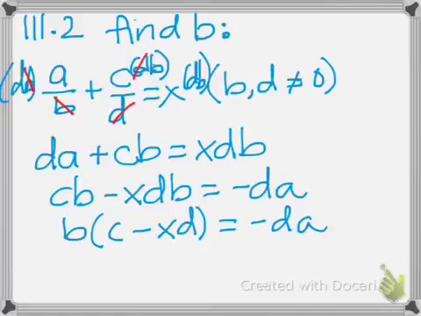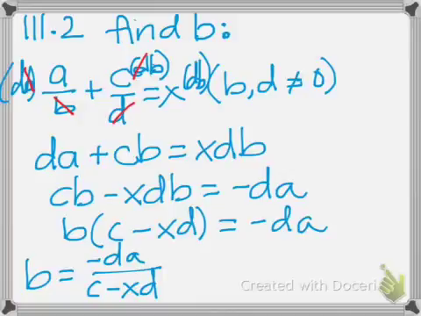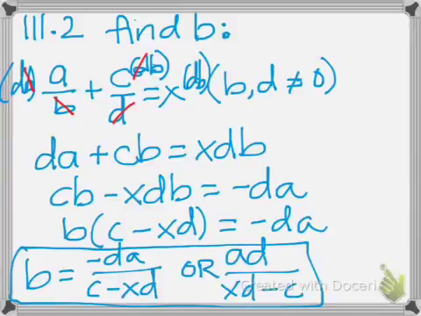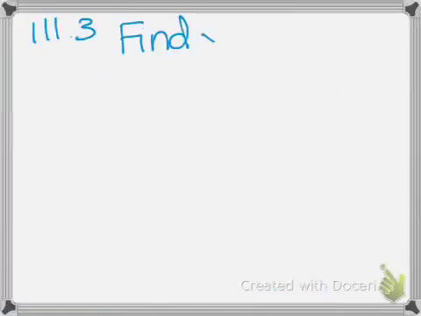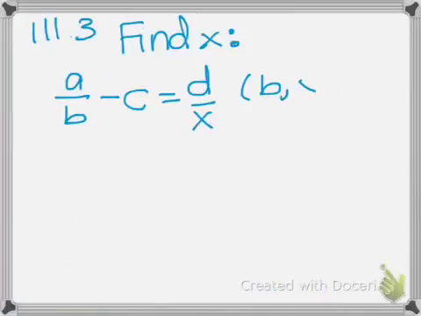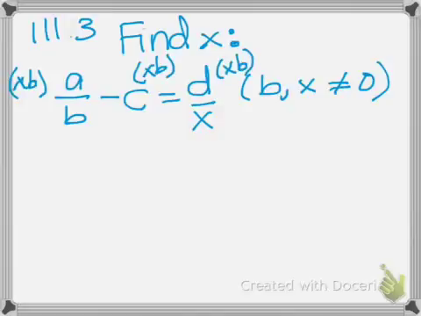Last step in solving for b is we divide both sides by c minus xd. So we get negative da over c minus xd. And again, the other way that you could write this is da over xd minus c. Okay, next problem, find x. Okay, we need to get rid of the denominator, so let's multiply everything by bx.